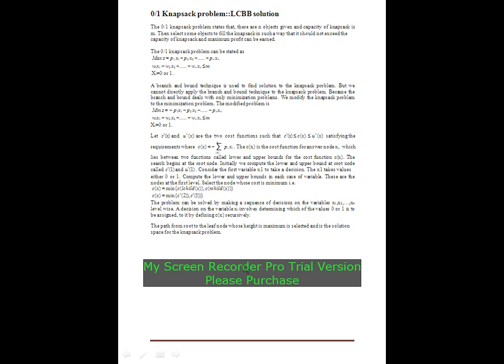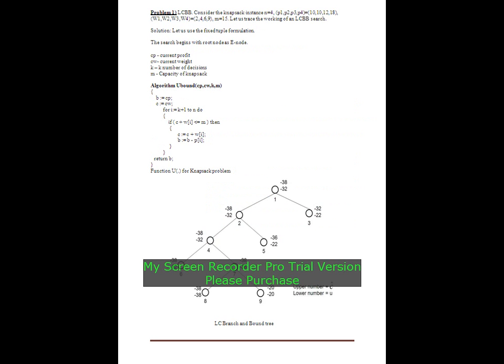So the problem can be solved by making a sequence of decisions on the variables x1, x2, etc., xn level wise. So a decision on the variable xi involves determining which of the values 0 or 1 is to be assigned to it by defining c of x recursively. So this is how we can construct the state space tree. Either you can accept the item or we can avoid the item. That is nothing but each node itself is having two instances, either 0 instance or 1 instance, and we expand by selecting that the state space tree until we can get the optimal solution.